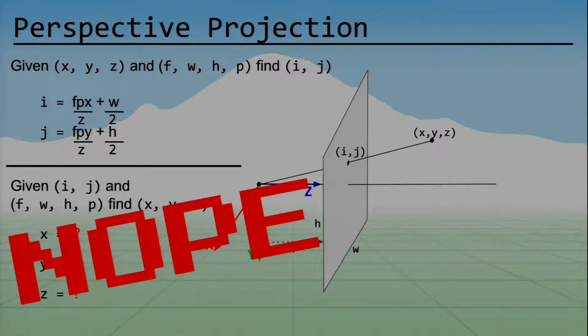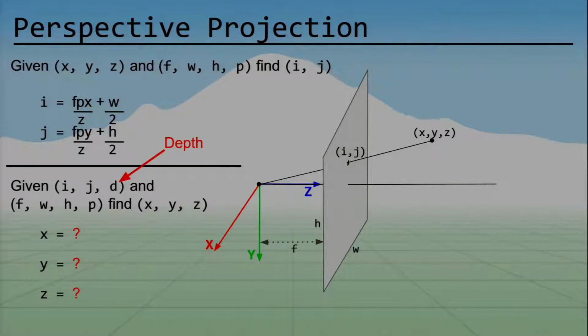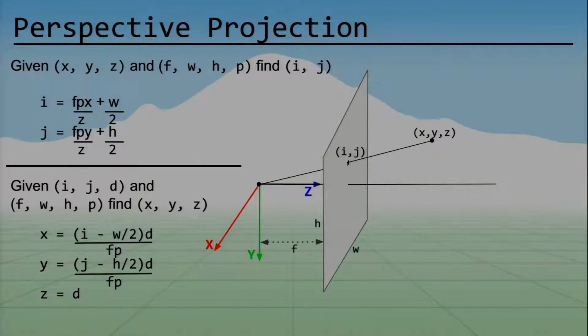So we don't have enough information to figure this out. But if we're given one more piece of information, we can figure this out. And that piece of information is the depth. That is, how far away is this point from the camera? And so here, when we say depth, we're talking about just the z value. So basically, if we're given the z value of this coordinate, then we can just flip these two equations up here around and solve for x and y. Just like that.